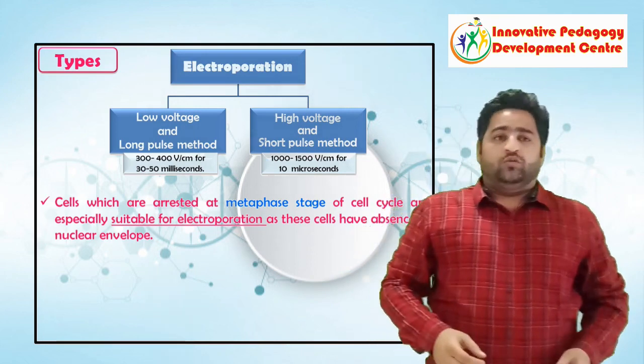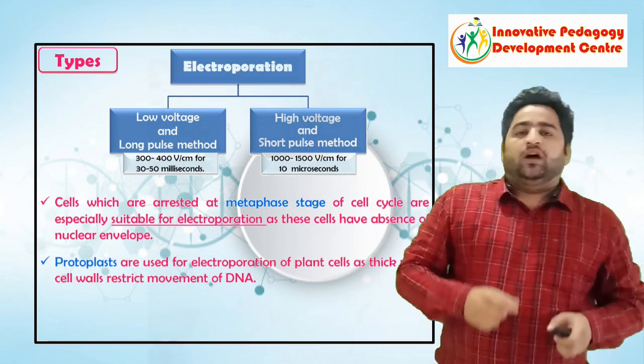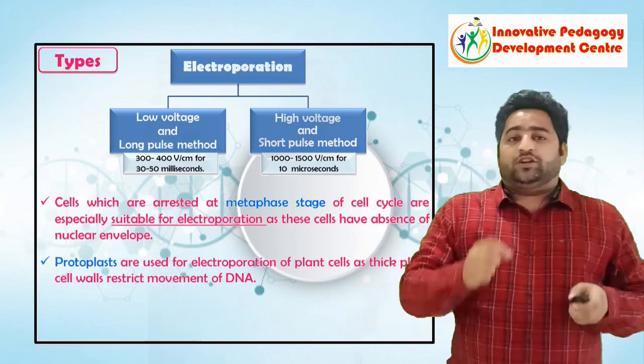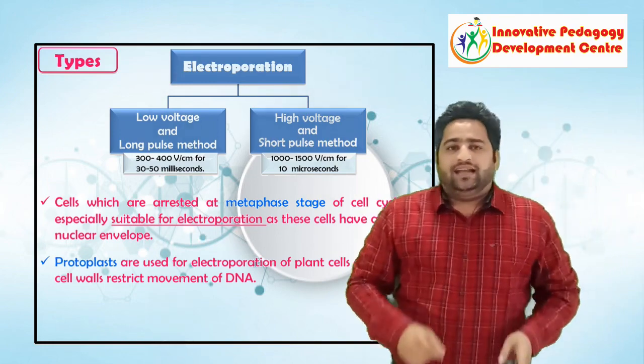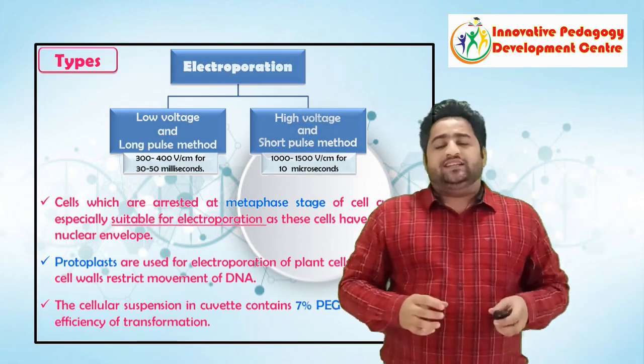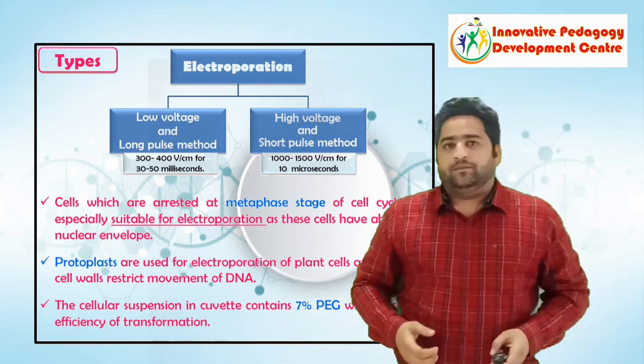directly into the chromosome. Protoplasts are used for electroporation of plant cells, as the thick plant cell wall restricts the movement of DNA inside the cell. And the cellular suspension in the cuvette contains 7% PEG, that is polyethylene glycol, which increases the efficiency of transformation.